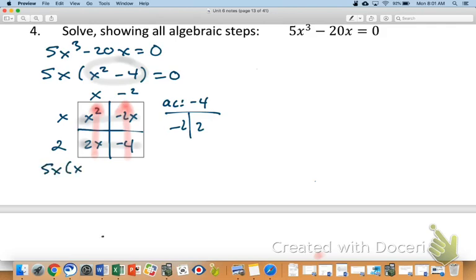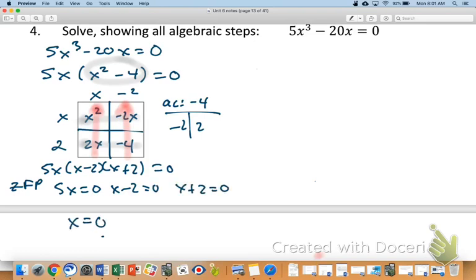So I could then write 5x times x minus 2 times x plus 2 is equal to 0. And then I use the 0 factor property. So this would be 5x equals 0, x minus 2 equals 0, x plus 2 equals 0. When I divide by 5, I get this. When I add 2 to both sides, I get that. Finally, when I subtract 2 from both sides, I get that.